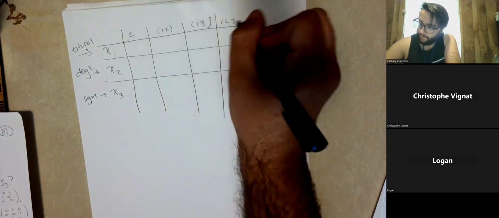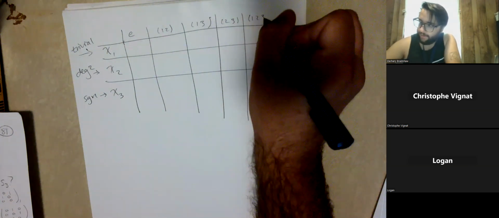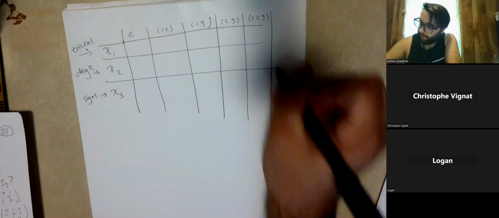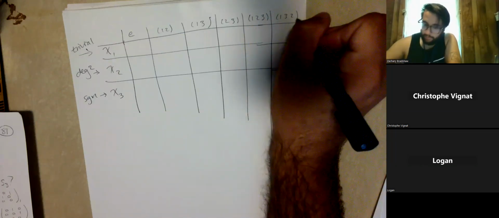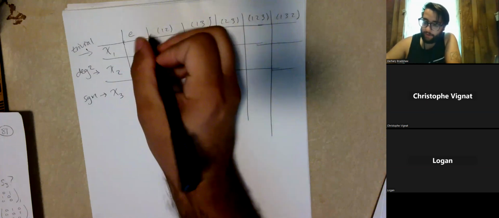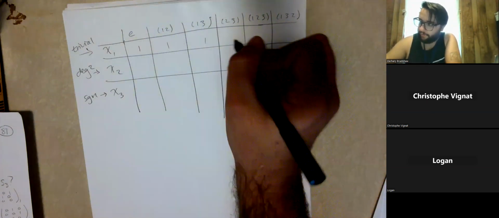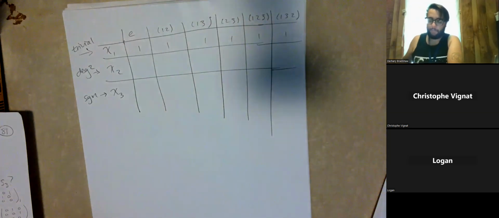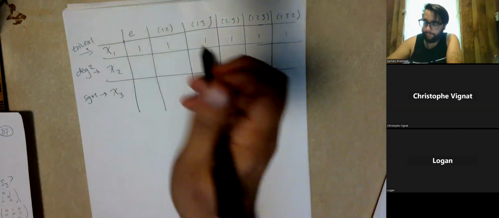Two, 3. 1, 2, 3. And I'm missing 1, 3, 2. And we can write in the value of all these characters. So the trivial representation, just all the characters will be 1. Everything gets mapped to just the number 1.